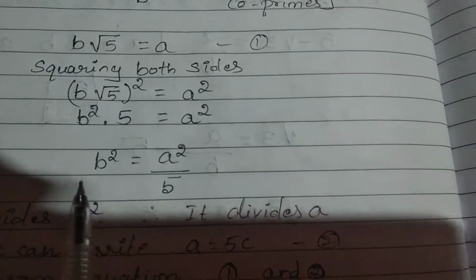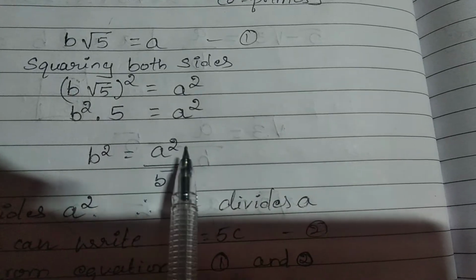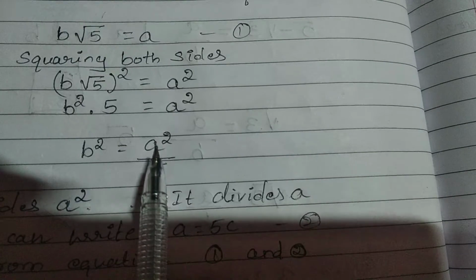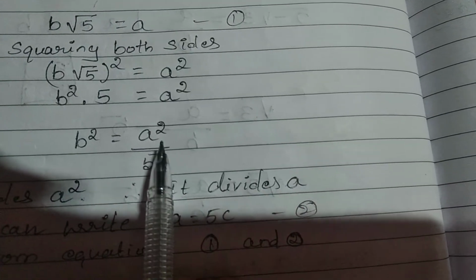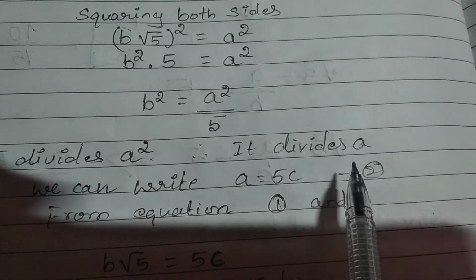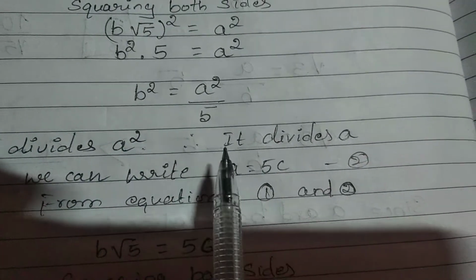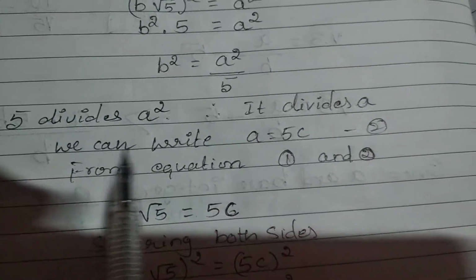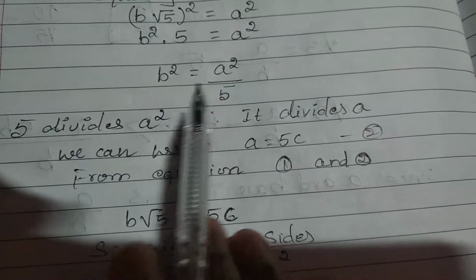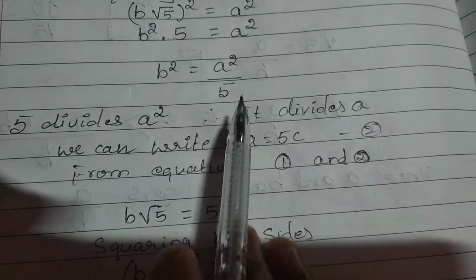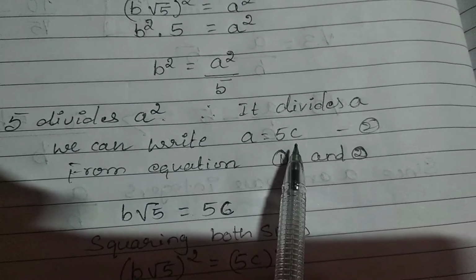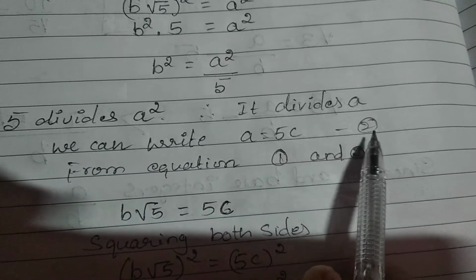Now you can see here b square can be written as a square by 5. This means 5 divides a square. 5 divides a square and also divides a. So we can write a as 5c, because 5 divides a square and a. We can take any other integer c. So this is equation number 2.